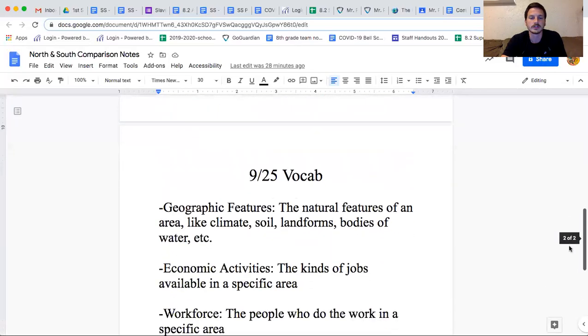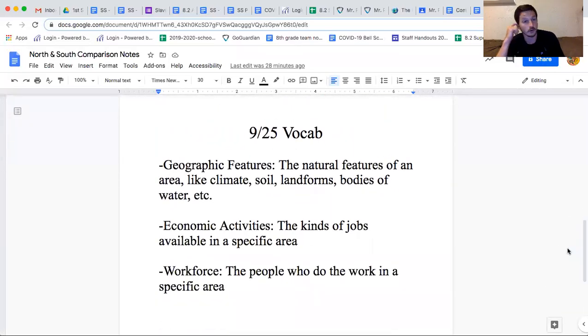And so I'm going to go over a few vocab words that are going to be really important to understanding the assignment today. The first one I have here is geographic features, and that is the natural features of an area, like the climate, the weather, what the soil's like, landforms like mountains, hills, or maybe it's flat, bodies of water, does it have rivers, lakes, is it on the ocean, things like that.